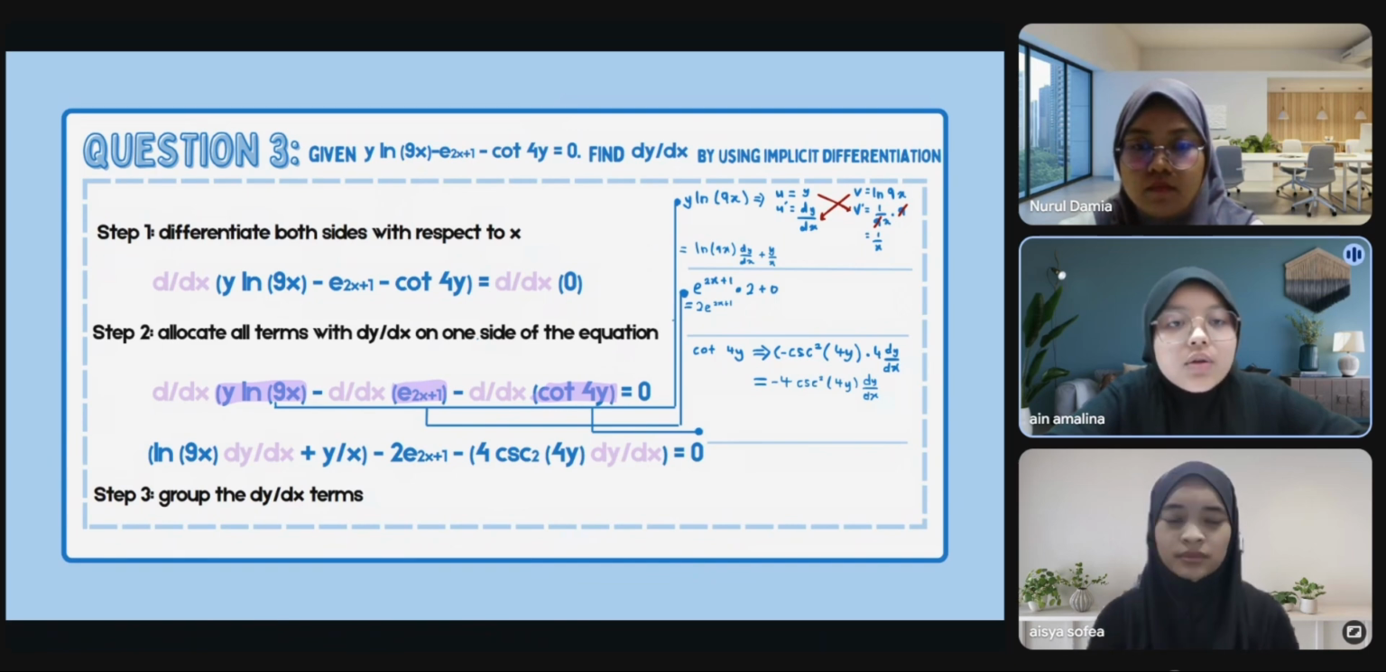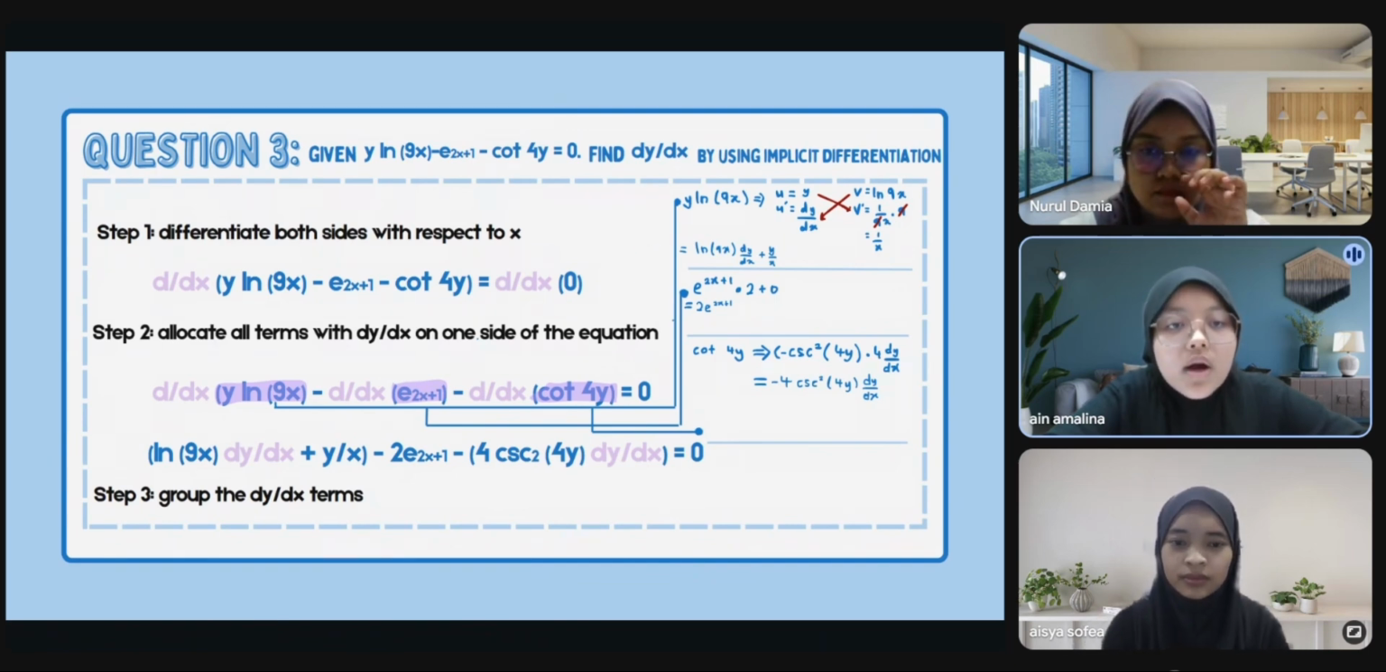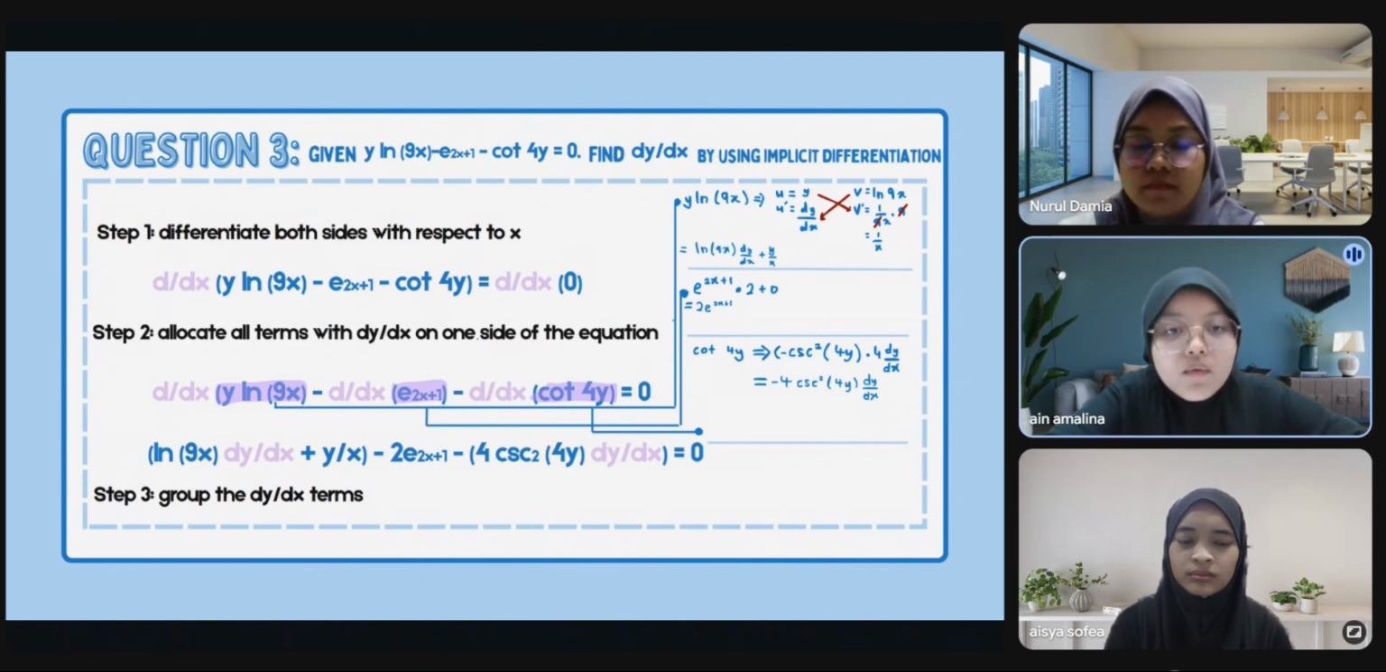And next is e to the power of 2x plus 1. We will differentiate 2x, and we'll get 2, and when we differentiate the constant, we'll get 0. So the answer is going to be 2e to the power of 2x plus 1. And next we will differentiate cot 4y. When we differentiate cot, we will get negative cosec square 4y, and next we need to differentiate 4y. When we differentiate it, we will get 4 dy over dx. And the answer is going to be negative 4 cosec square 4y dy over dx.